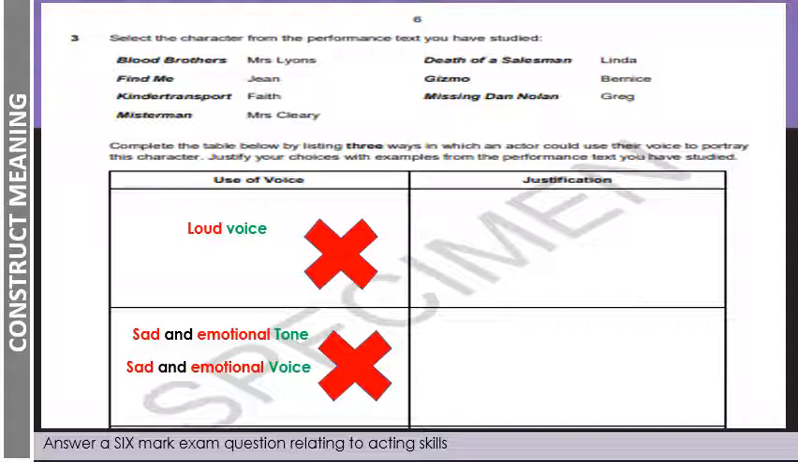The next one down, which is sad and emotional voice, again, that wouldn't be acceptable because I haven't got that keyword in there, tone. It needs to be sad and emotional tone of voice. Another one that I've seen a few times with people doing, I've not written it down, but I'm sure you can listen to me and understand, is where they would put as the use of voice, tone of voice. That's all they would write. Well, that also doesn't work because you have to put the adjective there as well and tell them what tone of voice it is.